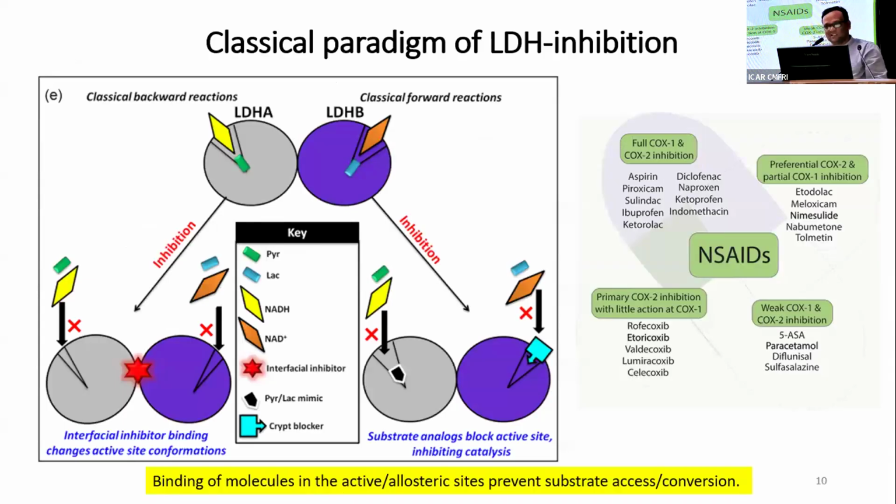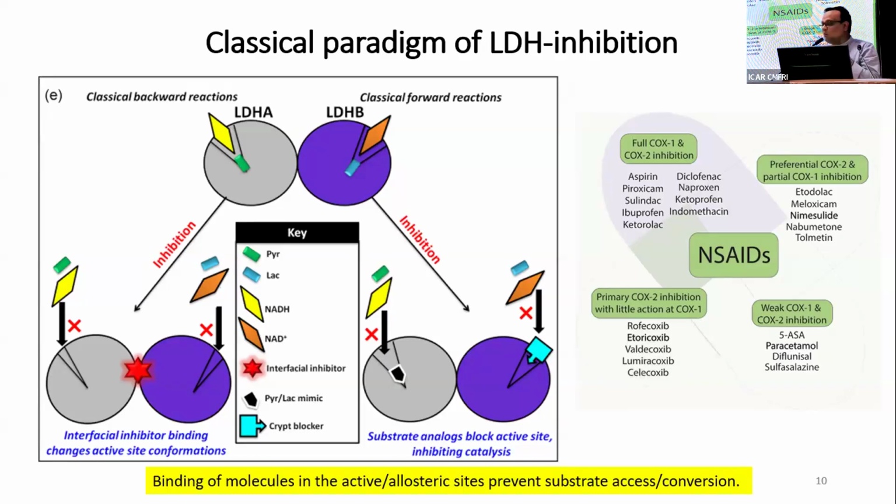So this is a diagram which can explain to you either with LDHB, where you have the forward reaction, that is lactate to pyruvate, or the backward reaction of pyruvate to lactate in LDHA, which is your liver and muscle enzyme. There can be different kinds of mechanisms that blockage can occur. An interfacial inhibitor can bind between the two monomers and give you lesser access to the active site channel, and that can be leading to inhibition. You can also have crypt blockers or oxamic acid, for example, which is known to go all the way in. So we have a lot of non-steroidal anti-inflammatory drugs, which are known to be either selective.